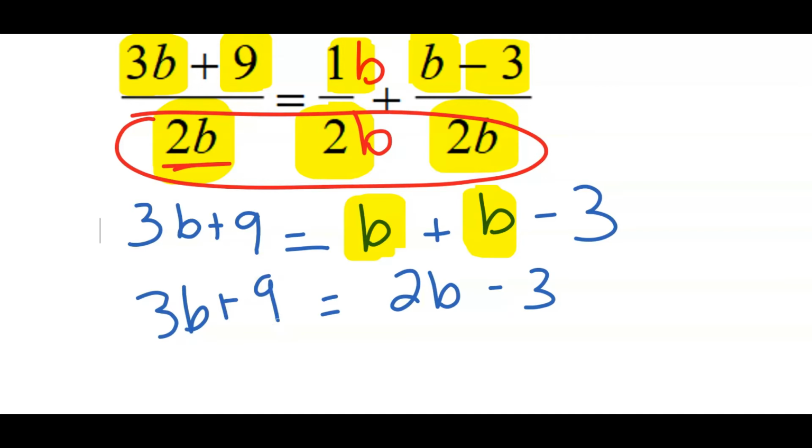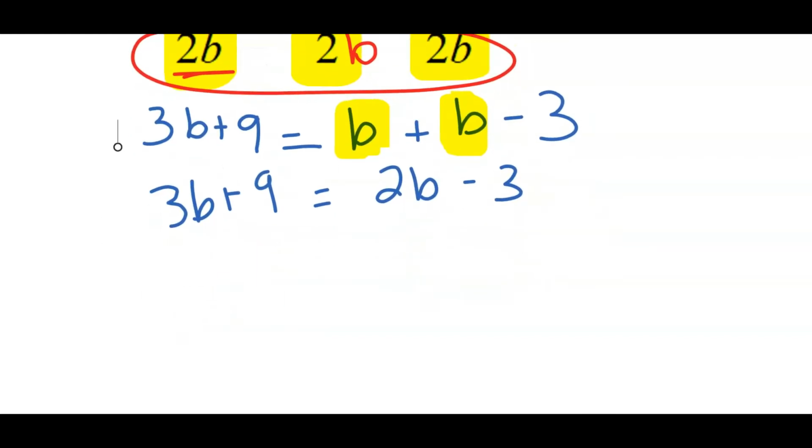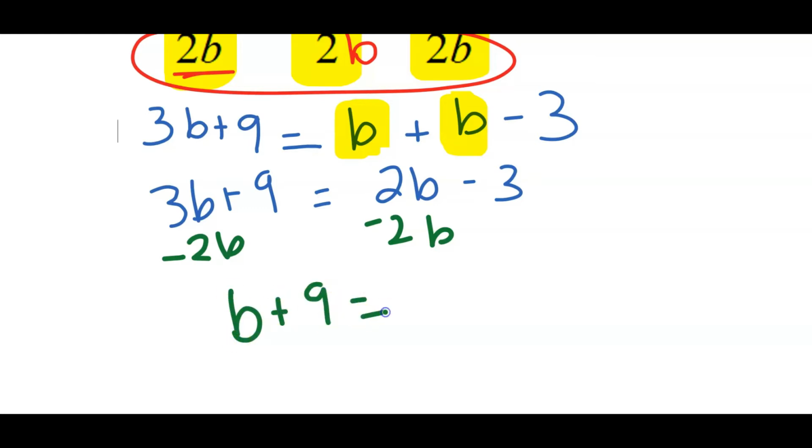And once we get to here, it's a matter of getting my variable to one side of the equation. That's going to be the next thing that I want to try and do. The easy way to do that is to look at the smaller one, like 2b. I can subtract it and still keep things positive. So now 3b minus 2b is just b, or 1b. Everything else I'll bring down. I cancel this out.